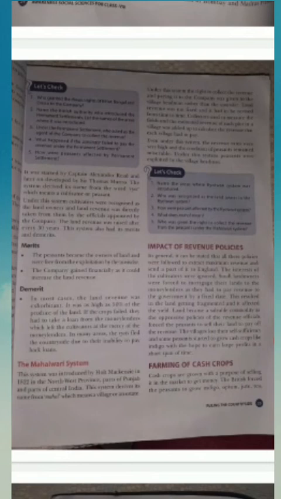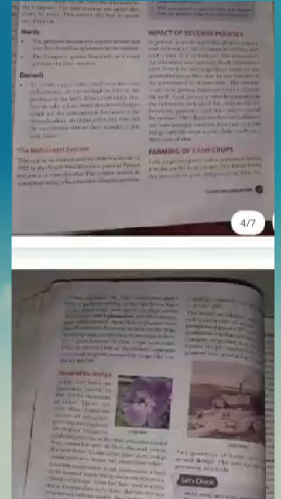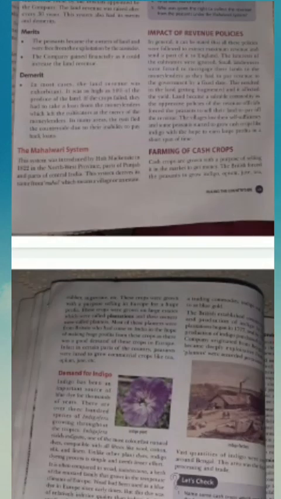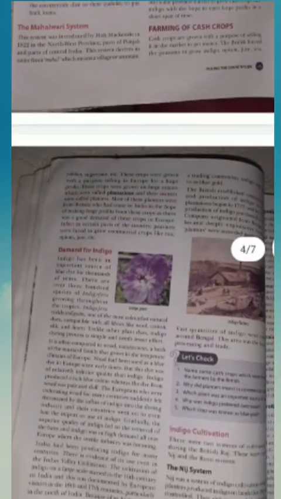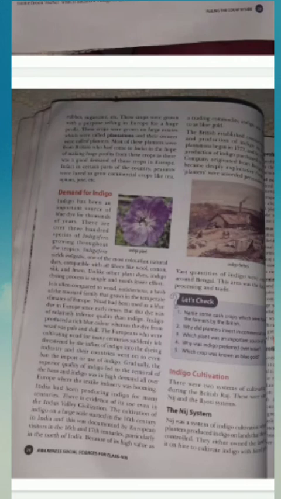Cash crops are grown with the purpose of selling them in the market to get money. The British forced the peasants to grow indigo, opium, jute, tea, rubber, and sugarcane. These crops were grown with the purpose of selling in Europe for a huge profit. And among these crops, indigo was a very important crop. Demand for indigo increased day by day.